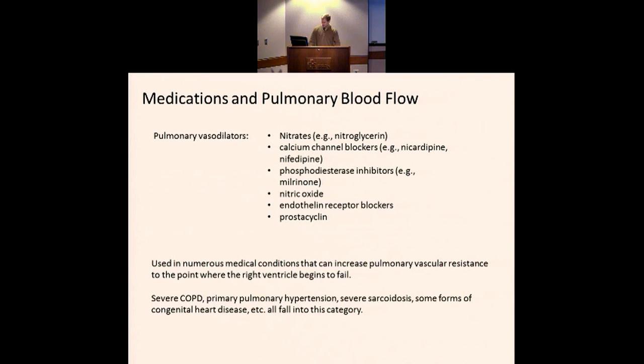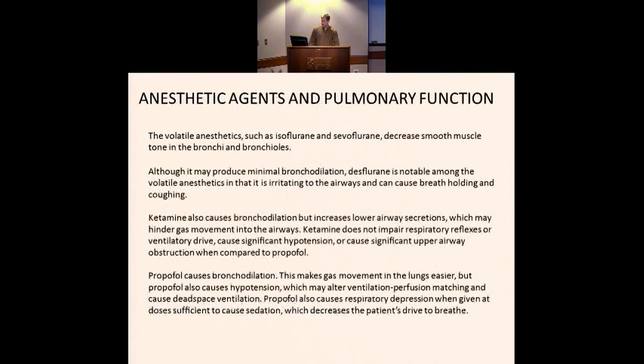All right. So let's just talk about the anesthetic agents that we give and how they affect pulmonary function. All of the volatile agents that we give, isoflurane, sevoflurane, they decrease the smooth muscle tone on the bronchi and bronchioles, and cause bronchodilation there.